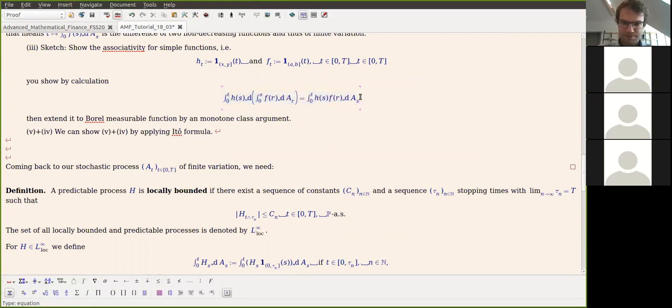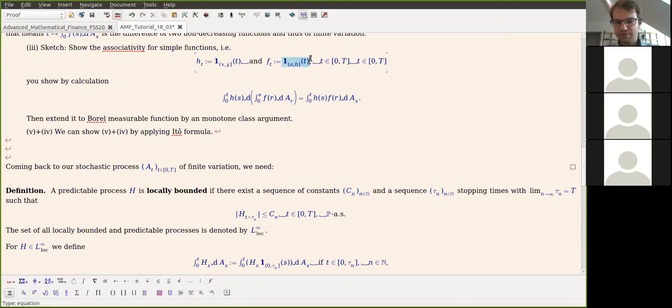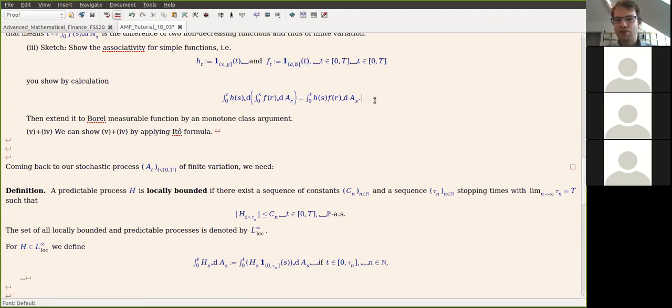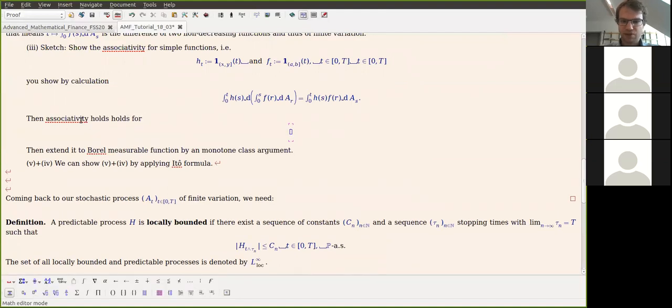Right? And then you need to have an extension argument which tells you, well, if I can do this, then I can also do simple ones, right? And it also holds for functions which are h_t. I used a different notation.